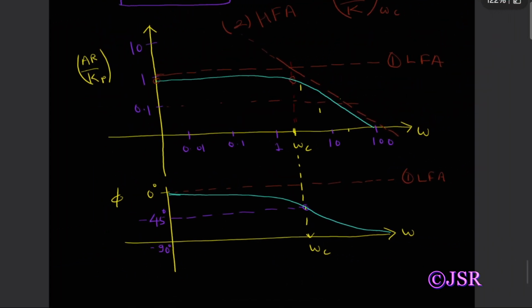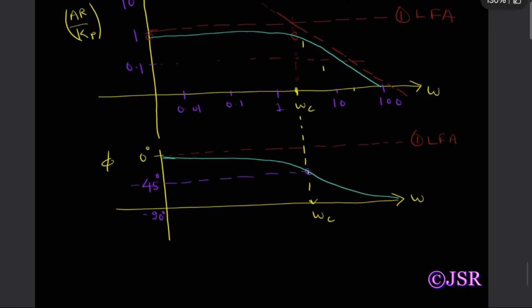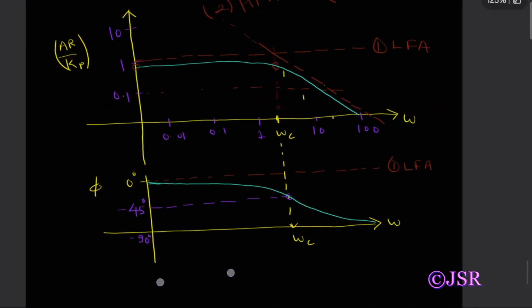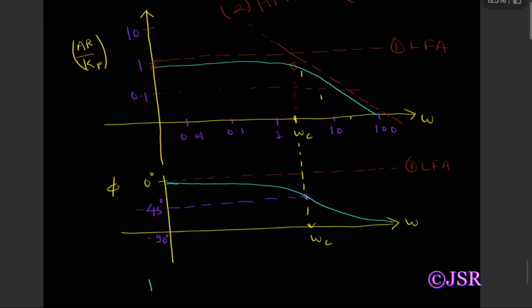So this is the Bode diagram for first order system, and this is the figure. So this is the Bode plot for Kp upon tau s plus 1.